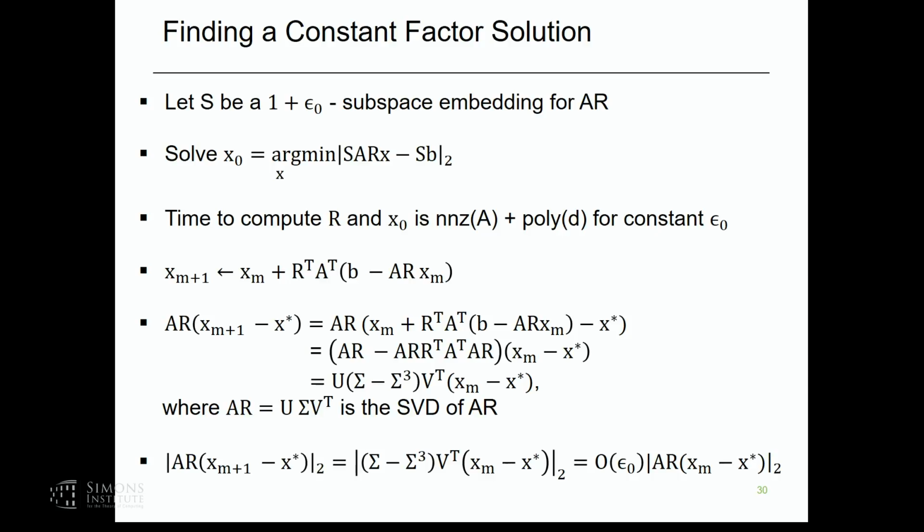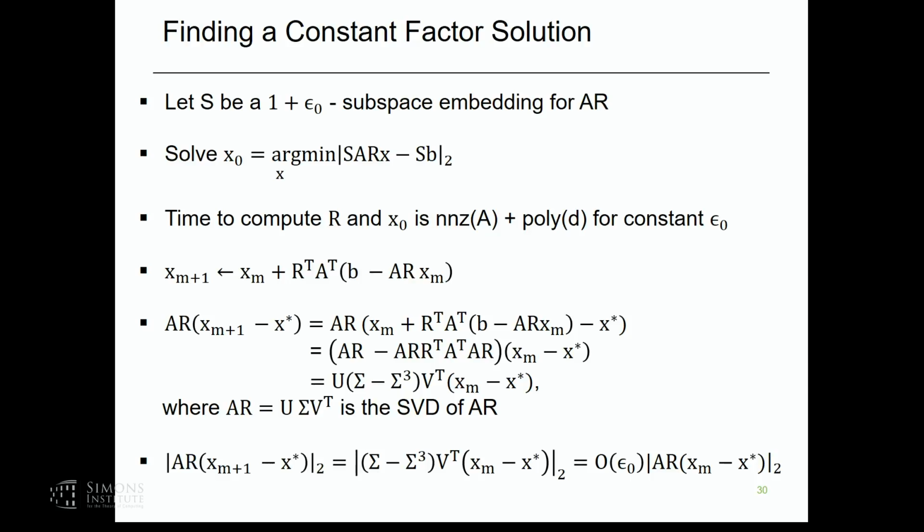Now I claim I can just plug back in U sigma into that expression because U sigma is well conditioned. And then when I plug back in U sigma, I just get AR there. Is that clear? So it's order epsilon 0 times the norm of AR xm minus x star. You get an order epsilon 0 from this difference. I have a V transpose here, so I have to multiply back in U sigma. But U sigma only distorts norms by 1 plus epsilon 0. So I get order epsilon 0 times 1 plus epsilon 0, which is just order epsilon 0, times the norm of AR xm minus x star.